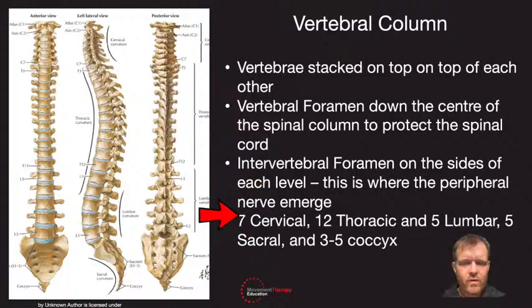So the spine is split into regions: 7 cervical vertebrae, 12 thoracic, 5 lumbar, 5 sacral, and between 3 and 5 coccygeal. We've looked at this before. There are anomalies in this region, and sometimes you can have 6 lumbar vertebrae, sometimes 4 sacral vertebrae, sometimes 6. So there are some variations, and this was a few episodes ago.